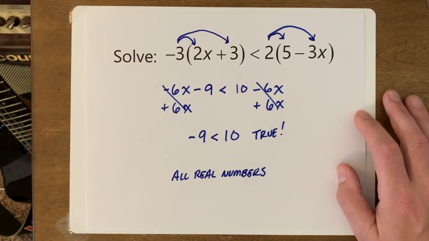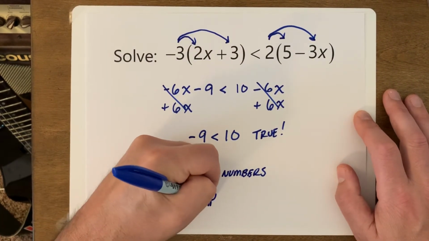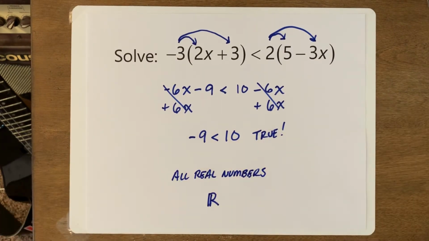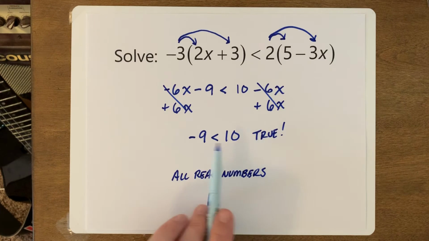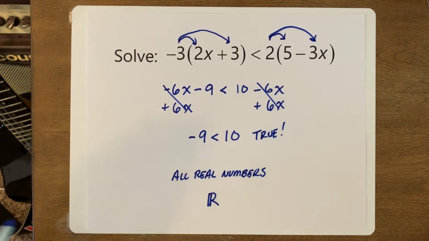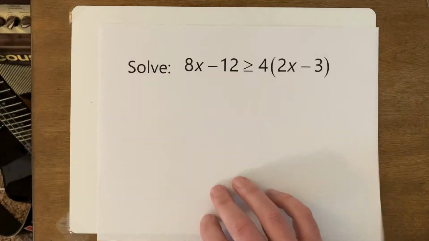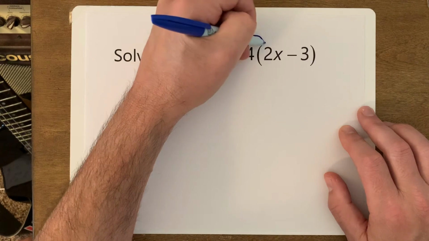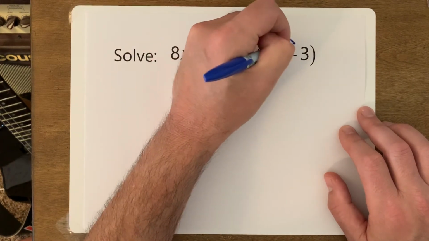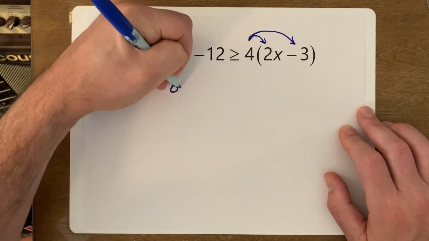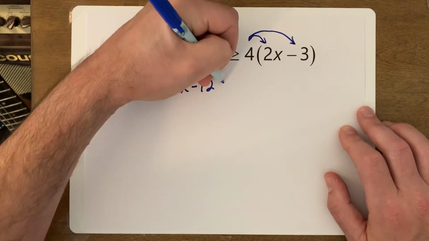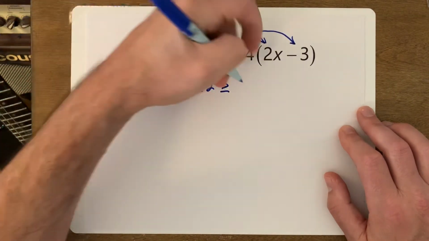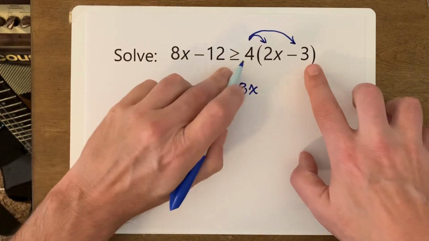Or you could write the symbol for all real numbers, which is like that fancy looking R right there, and either one of these answers would be okay. Now, if that was a false statement right there, then it would be no solution. But it's true. And let's take a look at this last one. Okay, this one looks like we need to distribute over here first. So the left side, we didn't do anything, but this side is going to be 8x and then minus 12.